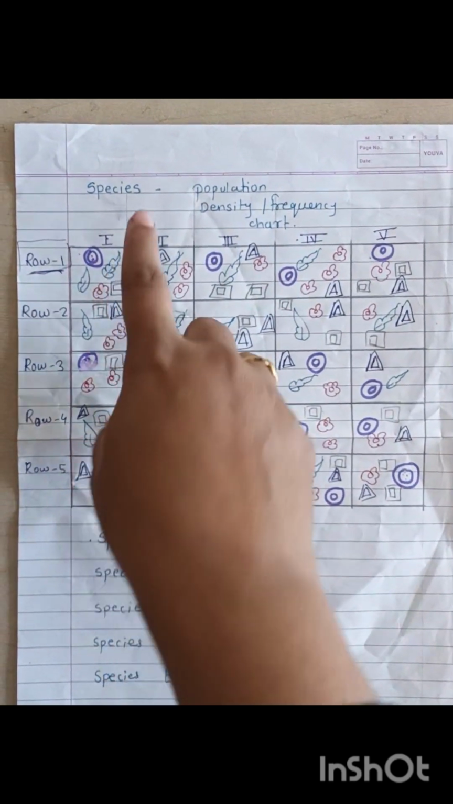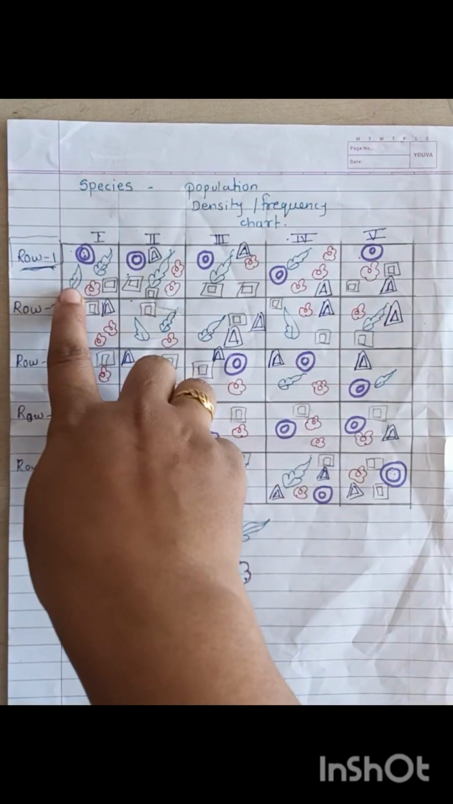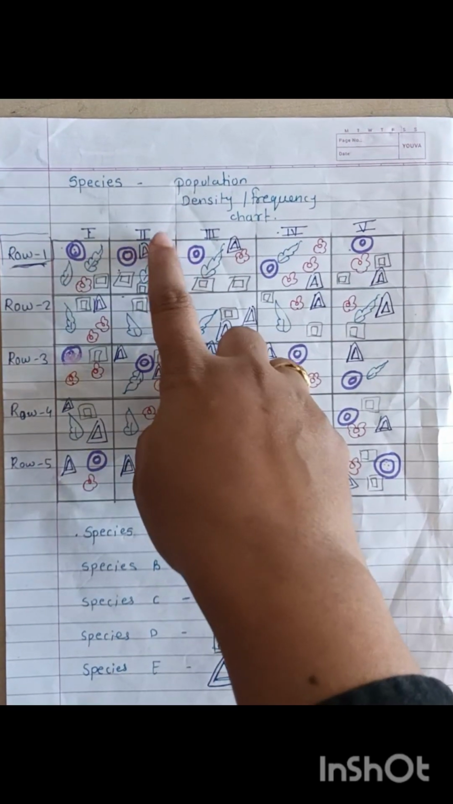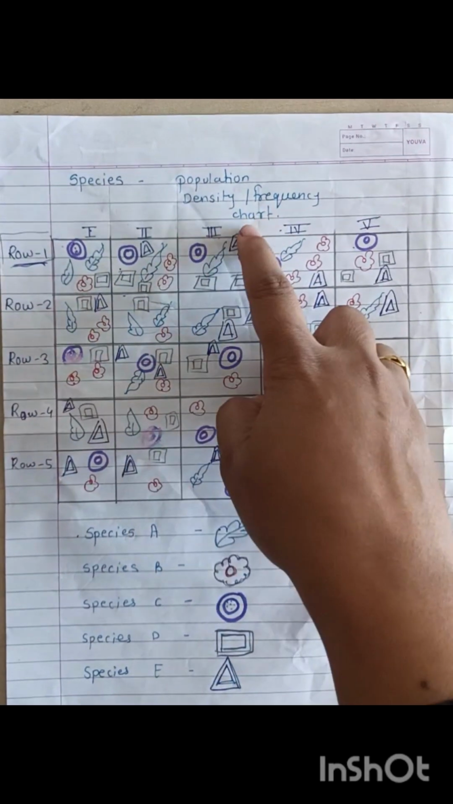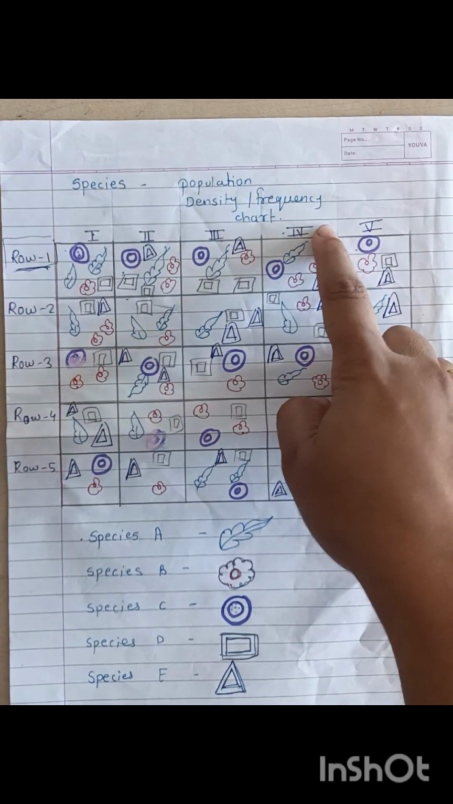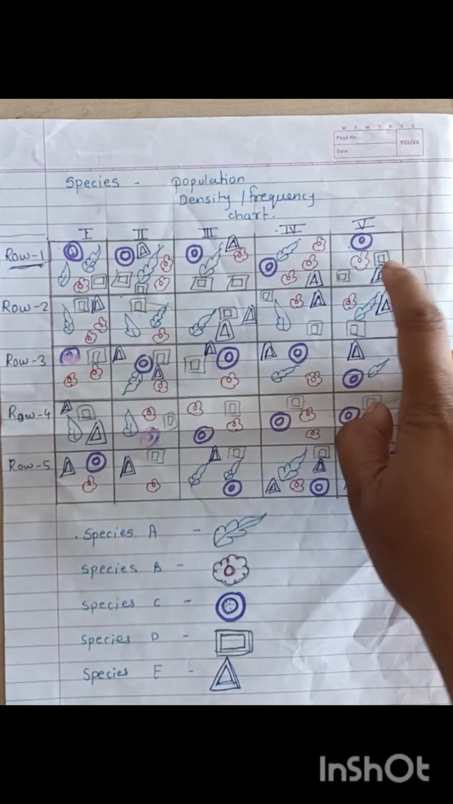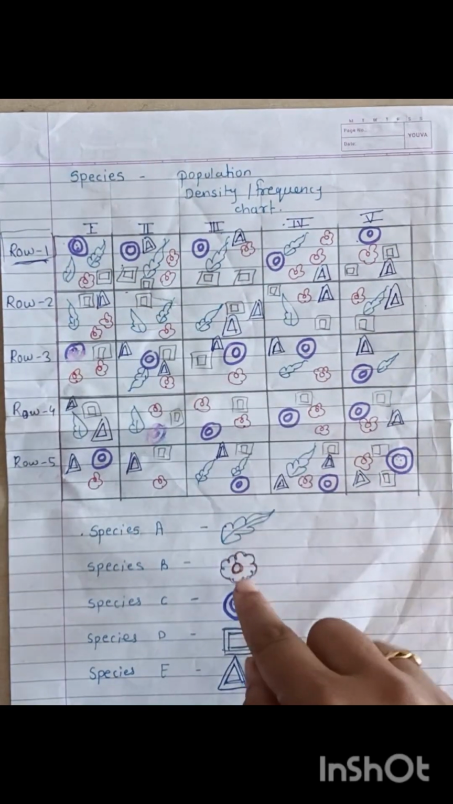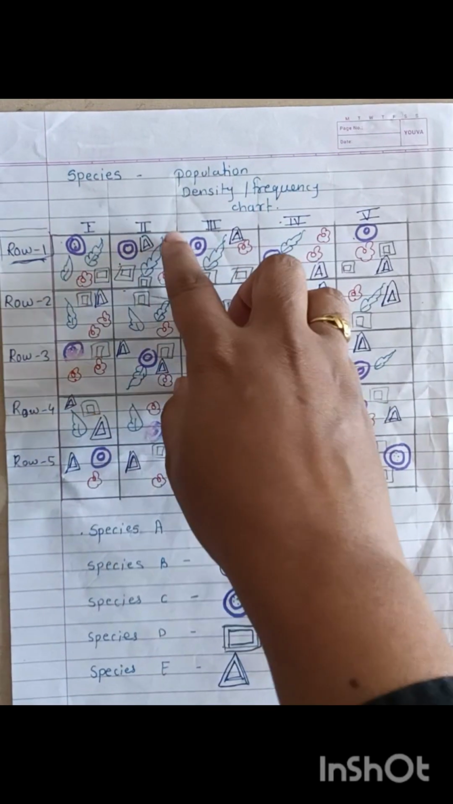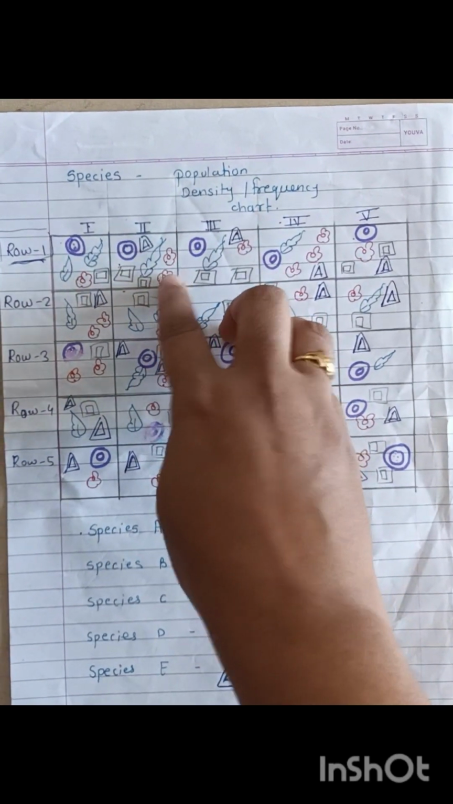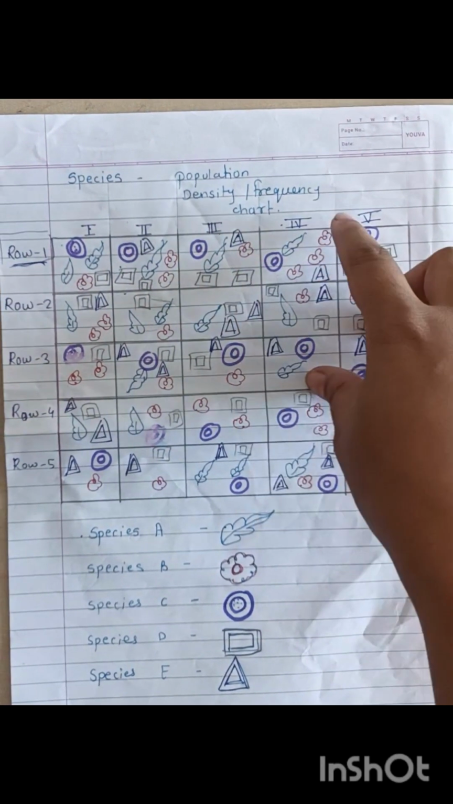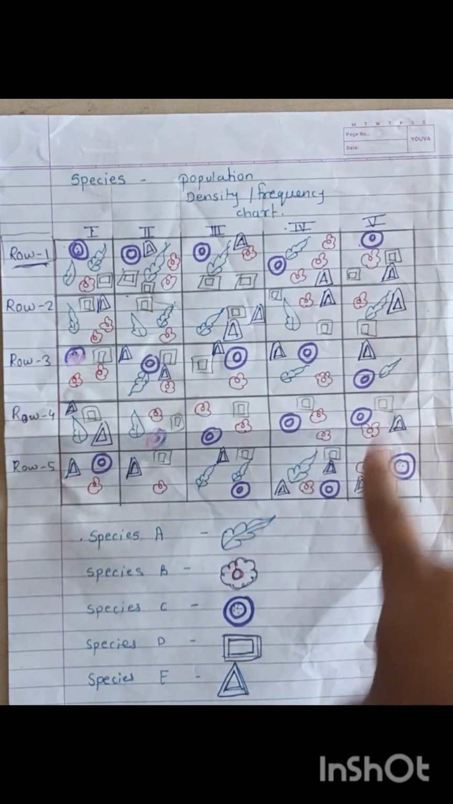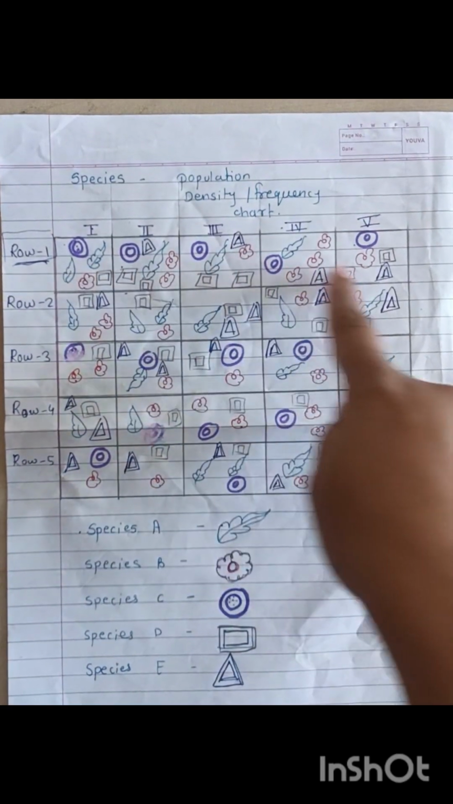Now the species A is leaf. In row 1, leaf species is 2. In quadrant 2 leaf species is 1. In 3, 1. In 4, 1, and in fifth there is no species. Another species B in row 1, that is flower. Flower present 1 in quadrant 1, 2 in quadrant 2, 1 in quadrant 3, 3 in quadrant 4, 1 in 5. As such, you have to calculate all the species in row 1.